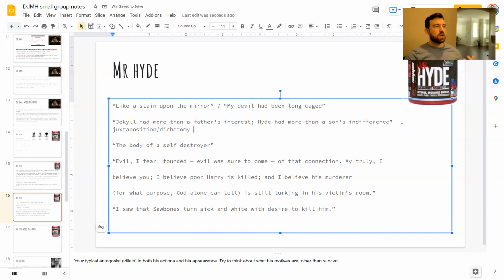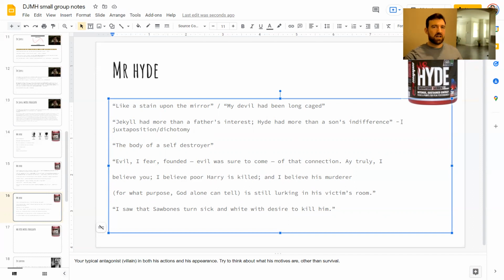So Jekyll, a father's interest. Normally fathers are pretty interested in their sons, you know, they try and get involved with their son's life and so on and so on. Many of you are going to be teenagers, and so you know that a son or daughter's indifference links to the fact that at some point in your teenage years, quite often you'll try and separate yourself from your family a little bit, or many of us as teenagers feel a little embarrassed of our parents in certain moments. So Hyde is like the cool kid, basically. He doesn't want anything to do with Jekyll, even though Jekyll is constantly pursuing Hyde.